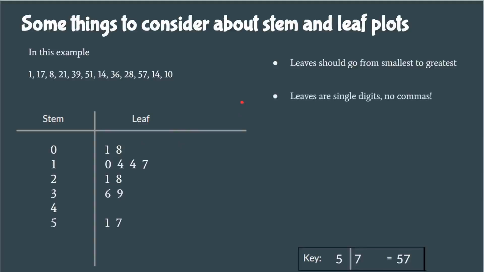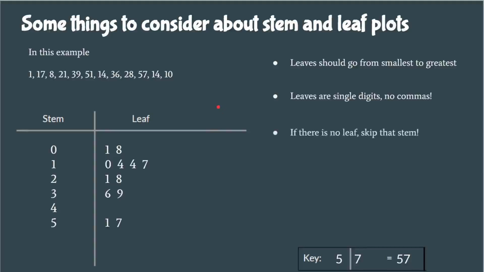Leaves are single digits, no commas. We always know that leaves are single digits. This is a 1 and an 8, not an 18. So we don't have to put commas, although I've seen them with commas, and actually on the example before with the one that looks like a branch and a leaf, they put commas. We would always put commas in our data if we were listing numbers out like this, but you do not need to put them in your stem and leaf plot.